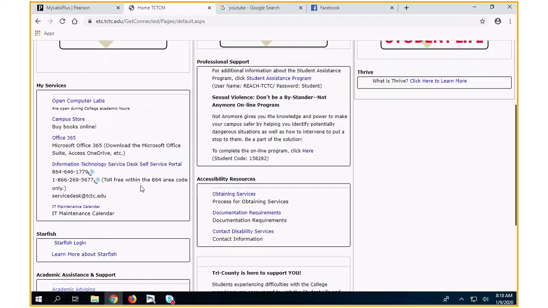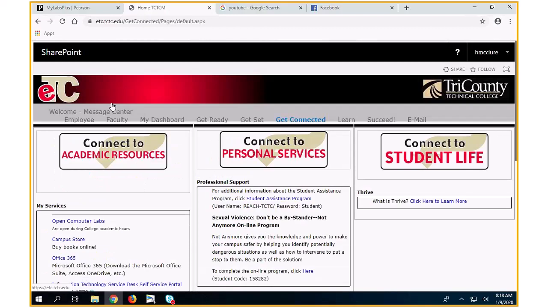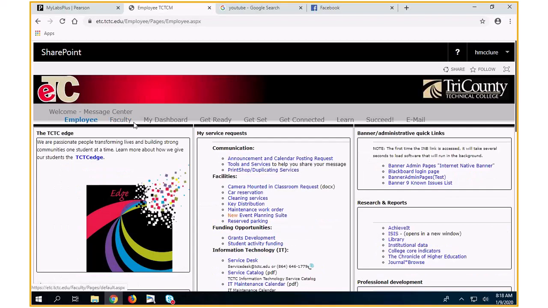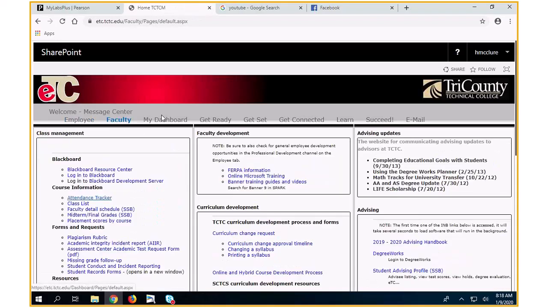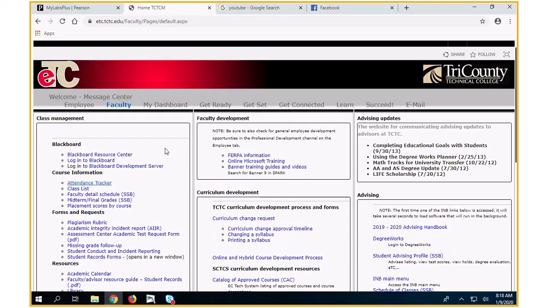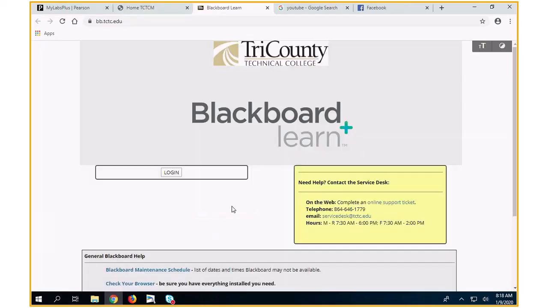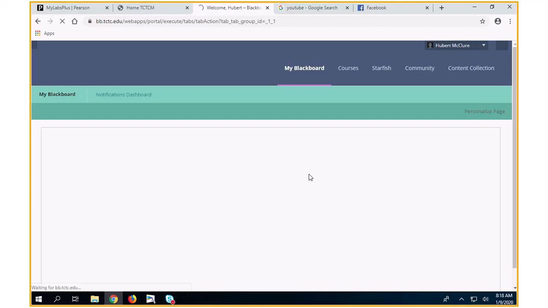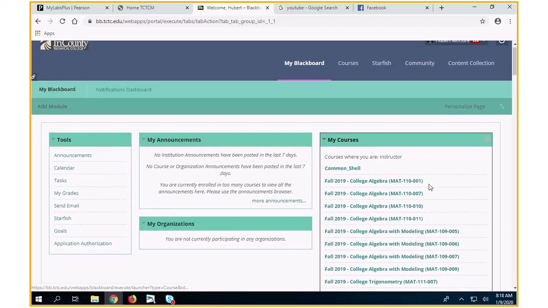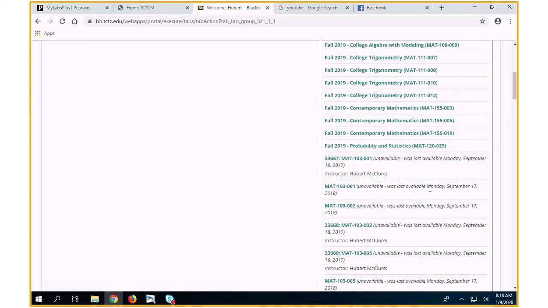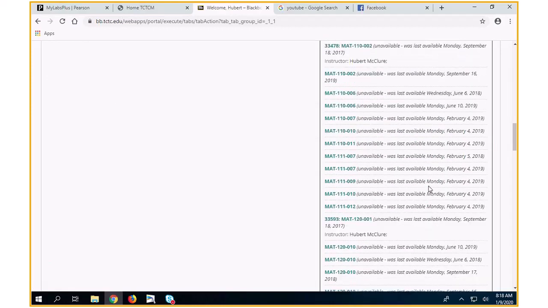Let's see, where is Blackboard? Under faculty, isn't it? No sneezing in class. All right, let's try under employee. Where's Blackboard? Oh, thank you. Is it up today? Okay, I guess it is. Oh yeah, and we don't have spring semester. We have every semester since Blackboard opened. I guess it would be too much trouble to ask IT to make spring show up.